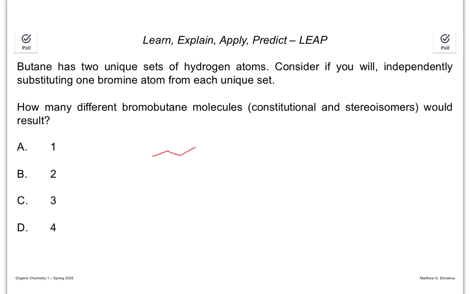So just considering butane itself, not any branched isomers. If we do a hydrogen to bromine substitution of each unique set, we can then ask the question, did we generate a stereocenter? So in substituting an H for bromine at the primary, is that a stereocenter? No, because that carbon has 2 hydrogens.